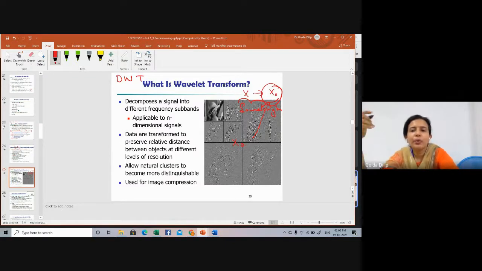You can specify a user-defined threshold, and up to that threshold you can retain the coefficients. All the other coefficients can be set to 0 or removed, and as a result you get a compressed form of the data. The data is transformed to preserve the relative distance between the objects at different levels of resolution.